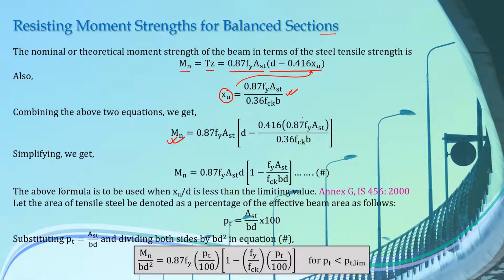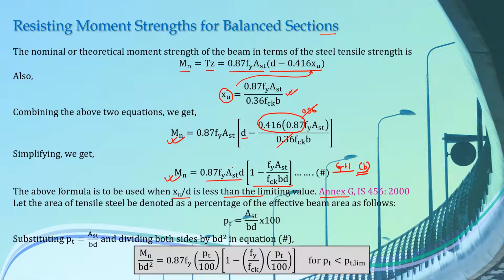If you simplify it by multiplying these constants, then the multiplication of this constant will be nearly equal to 0.36, so that this 0.36 and 0.36 will cancel, and then we will take d common from here. We will get the value of Mn as 0.87 Fy Ast d into 1 minus this value here. So this is the formula that is given in Annex G. This was given in G 1.1 in number b. So this formula is to be used when the value of xu by d is less than the limiting value, as we saw in our Annex G also.